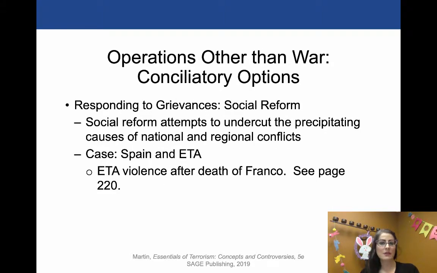Okay. So responding to grievances, social reform, or attempts to undercut the precipitating causes of national and regional conflicts. This would be where the state might say, we see that there are these problems happening with a local group that among them might be these terrorist factions. And so in order to undercut them, we will answer some of their grievances, right? And this will sort of neuter some of their issues. This is what happened in the case of the ETA in the Basque region. Again, in interest of time, please take a look at page 220.